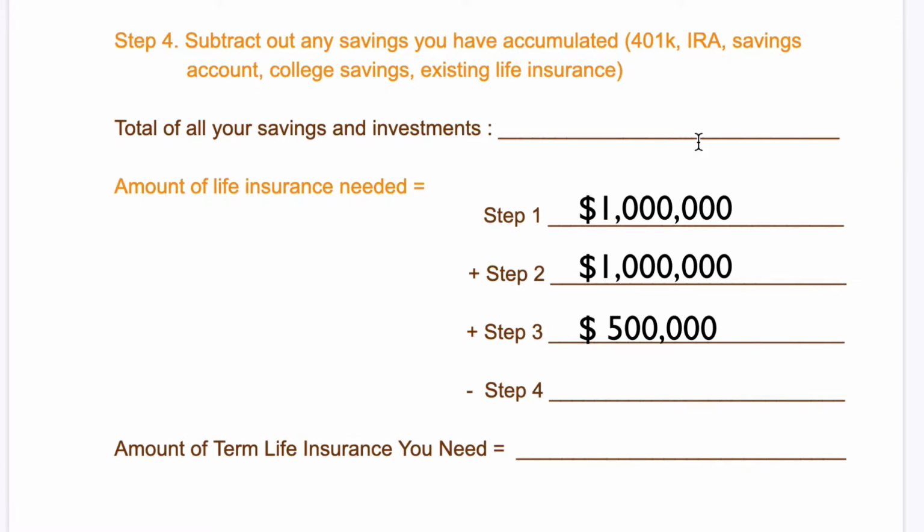And then we would subtract out any savings or existing life insurance that you have. So let's say that you have $300,000 in a term policy and you have $200,000 in retirement accounts. That would be $500,000. So if we subtract that out, that would bring us down to $2 million. So that is how much life insurance you would need at this point, $2 million. And then really the next step is just figuring out how long of a term should you get.